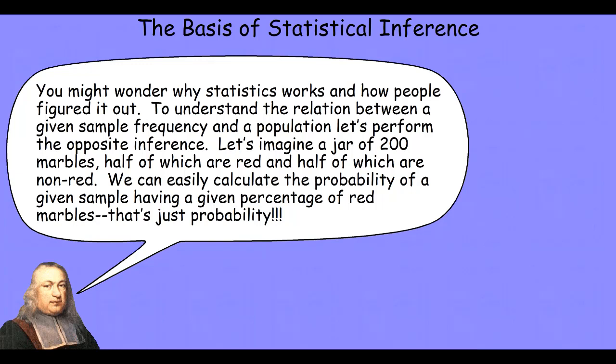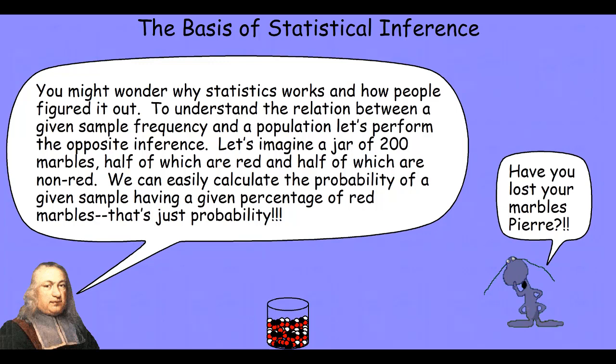Well, to understand the relationship between a sample frequency and a population, let's perform the opposite inference. Let's imagine that we've got a jar of 200 marbles. Half of those marbles are red, the other half are non-red for simplicity's purposes. We can easily calculate the probability of a given sample of a particular size having a given percentage of red marbles. And that's just basic probability theory of the sort that we learned during the probability theory lectures.